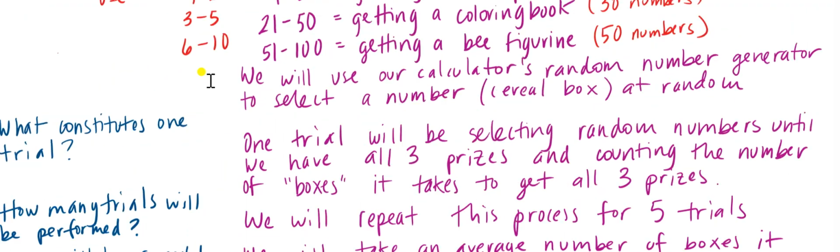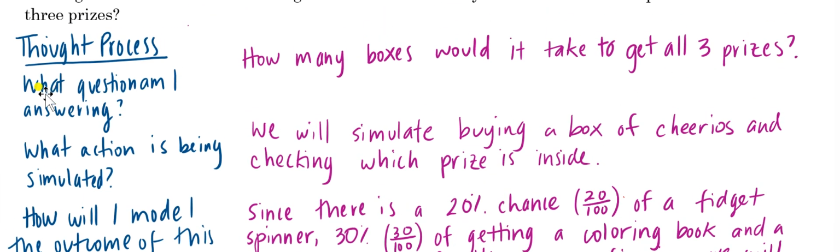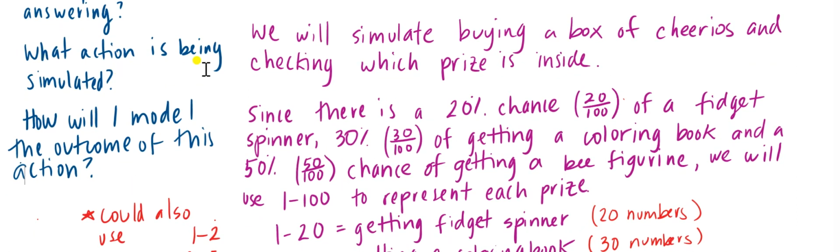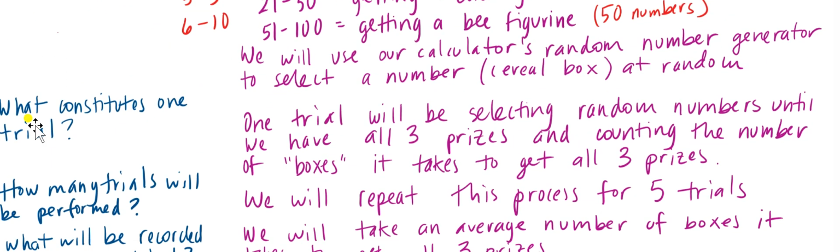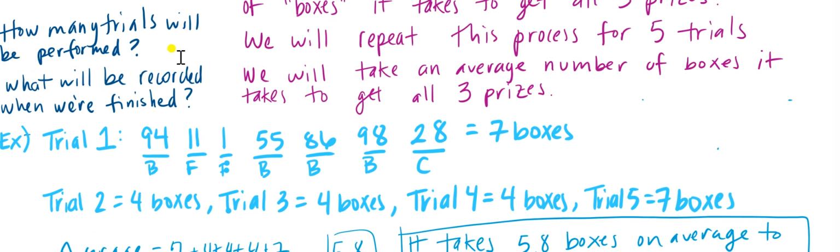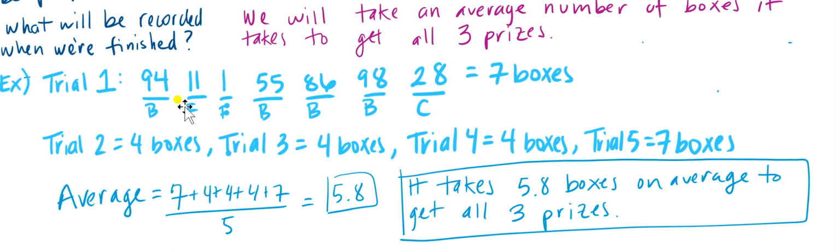So the main thing is to make sure when you describe your simulation, you answer all of the questions that I have on the side here. So first, what question is it that I'm actually answering? What action is being simulated? How will I model the outcome of this action? What constitutes as one trial? How many trials are you going to do? And what are you recording when you're done? Okay. So that is sort of the first example.